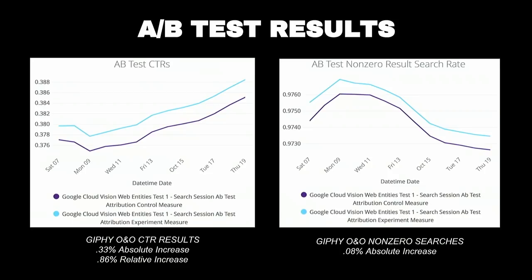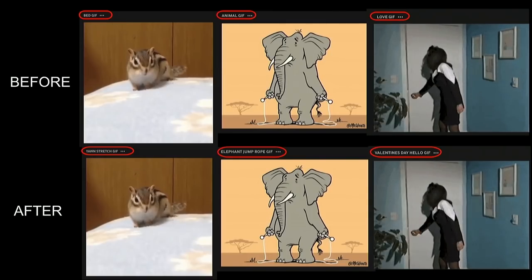These numbers may seem kind of small, under 1%, but Giphy serves about 5 billion GIFs a day to 300 million daily active users. So any increase in this amount is substantial.